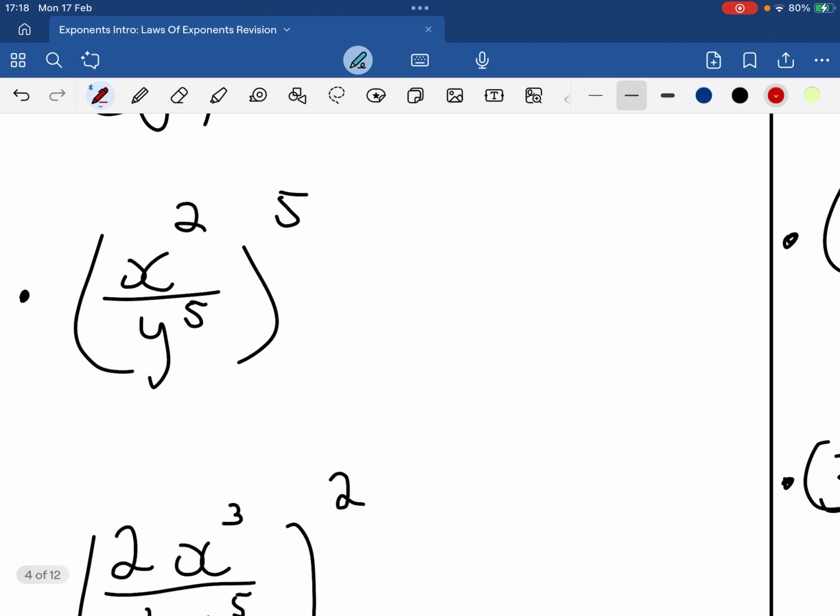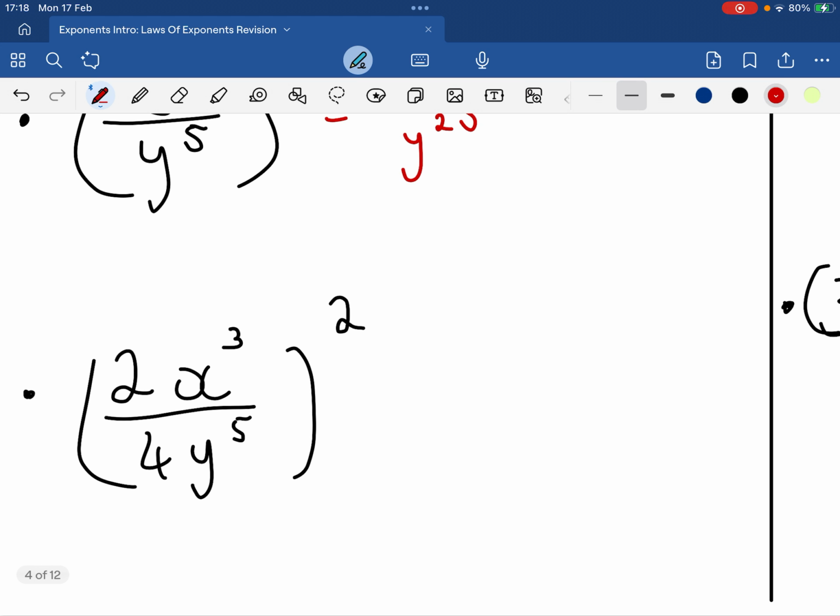Putting it together with the law that has to do with raising exponents twice, this 5 must multiply the 2 and also multiply the 5. So the answer here is x to the power of 10 over y to the power of 25.